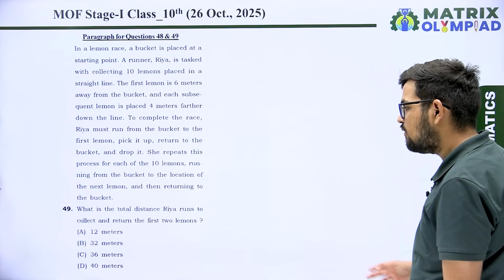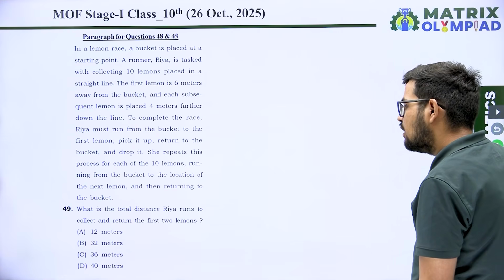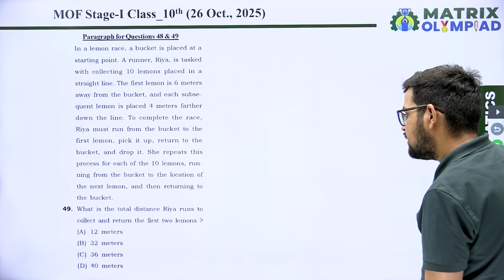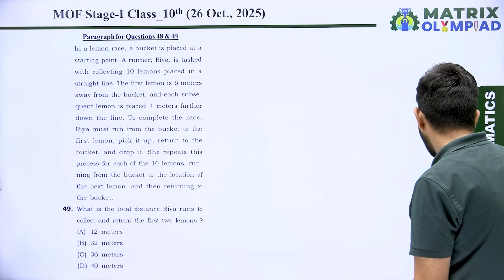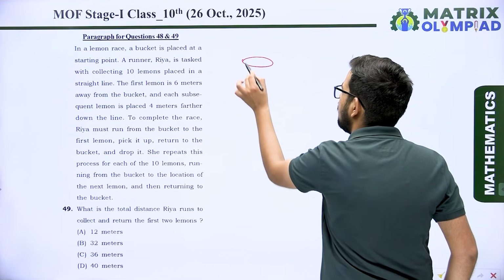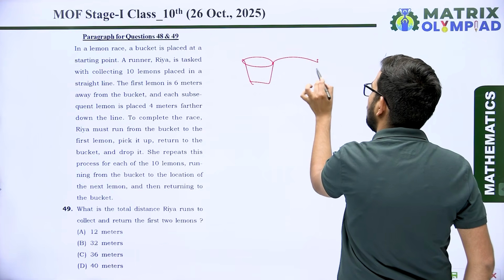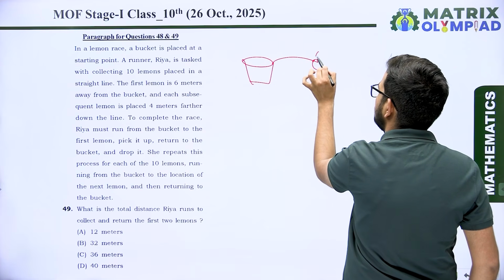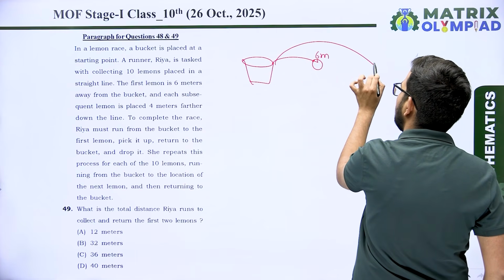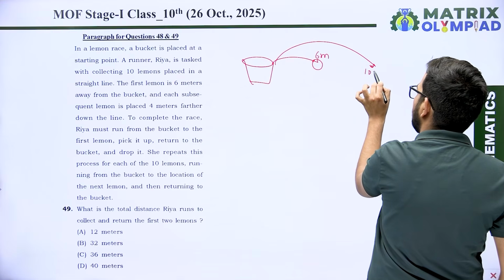In question number 49, what is the total distance Ria runs to collect and return to the first two lemons? So for the first two lemons, first of all Ria runs for the first lemon, that is 6 meters away, and for the second lemon, that is 10 meters away.